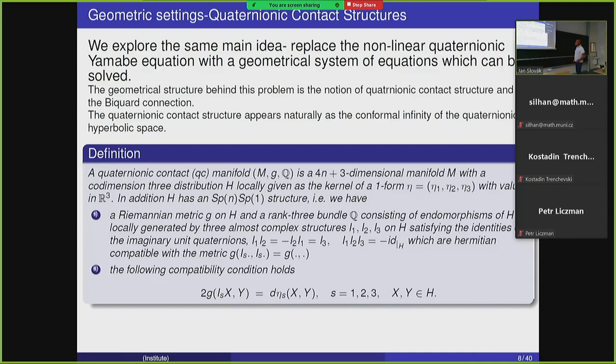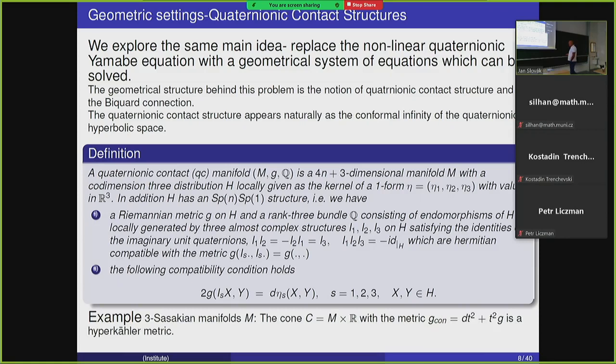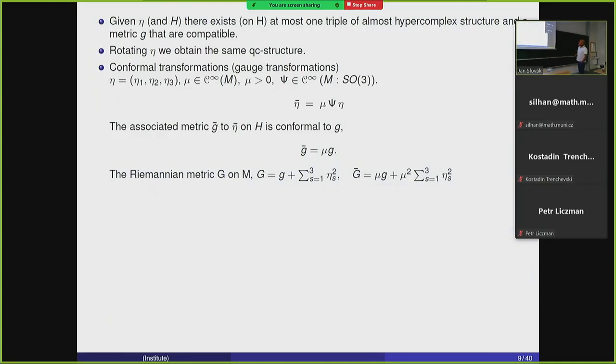I skip this. So the basic examples of quaternionic contact structures are 3-Sasakian manifolds. A 3-Sasakian manifold is a manifold that can be defined easily as a space whose cone is hyperkähler. I skip this. And then, so I skip this part.